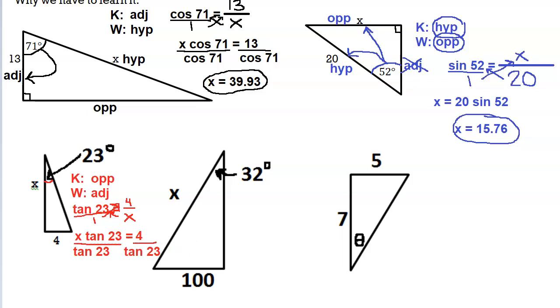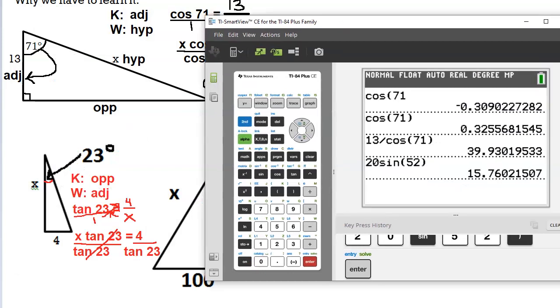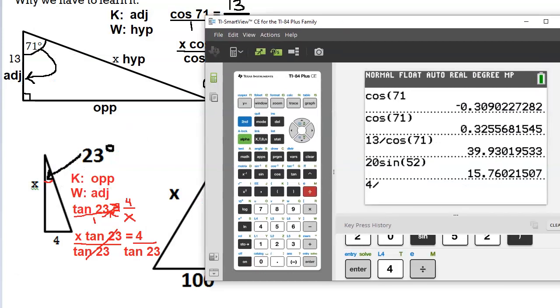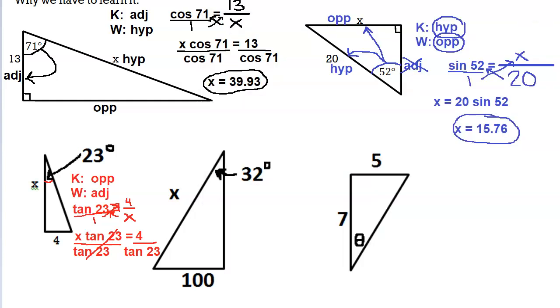It's all right, not a big deal. That will cancel that out over here and over here, and the calculator will do all of the work for us, and we get 4 divided by the tangent of 23, which is, hey, our guess was pretty good. I guessed 10, it was 9.42. Not too bad.